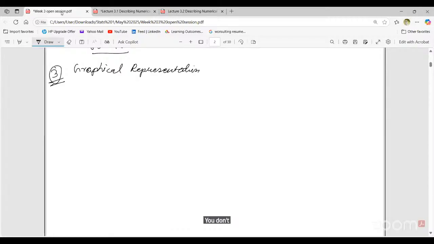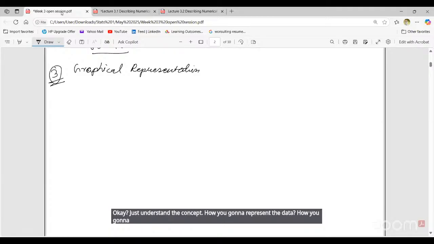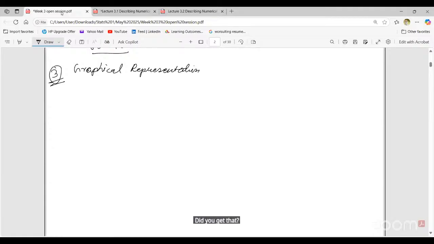You don't have to go that deep. Just understand the concept. How are you going to represent data? How are you going to organize data? You got that point? Did you get that? Yes, ma'am. That's the main point. Just don't go that deep. Just be clear with the concept. How are you going to organize the data?